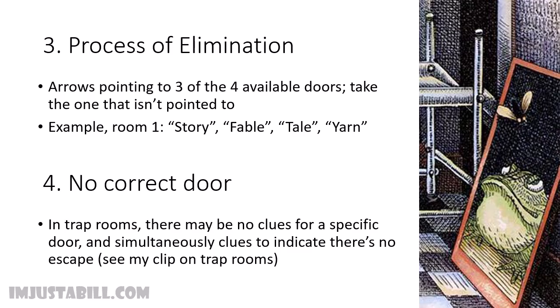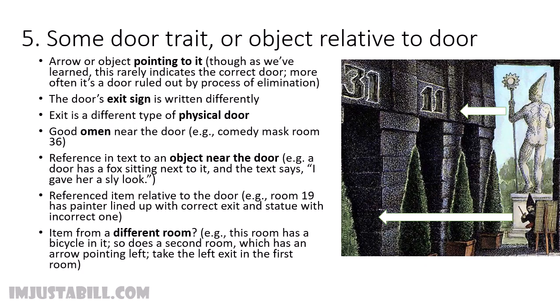In this picture here, this was another example of elimination. So this is kind of like a bad omen, as we see with the frog and the fly. So that's kind of an indication, don't take that door. That's another process of elimination thing. And finally, one other way we might be able to specify a certain door in a given room is to look for some trait of the door itself or an object relative to that door. So, for example, you may see an arrow or an object pointing to the door. That's a way to indicate that door. Though, as I've said in some previous commentaries, that's usually more often than not used in a way to eliminate that door. Very rarely does it seem arrows point to a correct door in Maze.